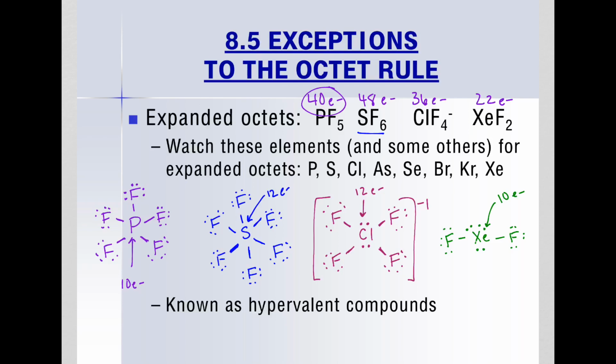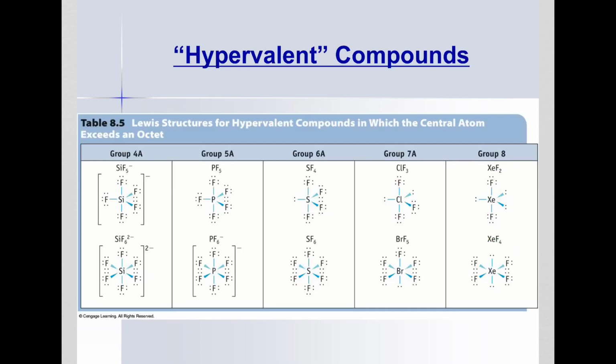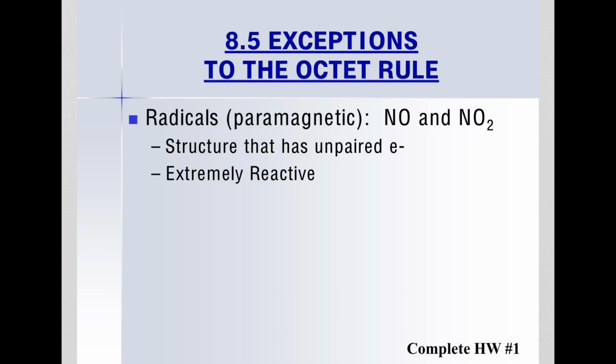Okay, so the final section we're going to do in our video lesson today has to do with what are called radicals. These are also exceptions to the octet rule, but for a different reason. Radicals are substances that have unpaired electrons. So in other words, they have an odd number. If they have an odd number of electrons, that means that we won't be working in pairs. So one element will not be surrounded by 8 electrons.